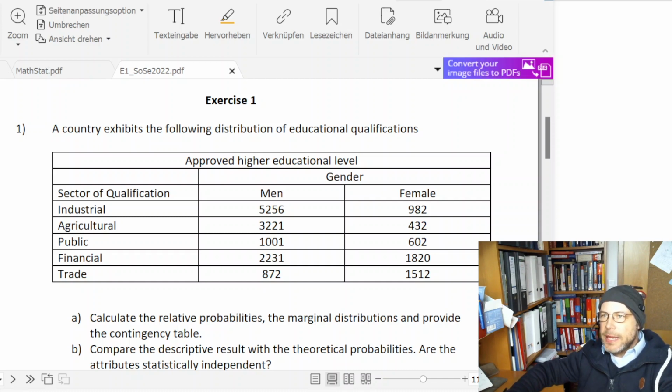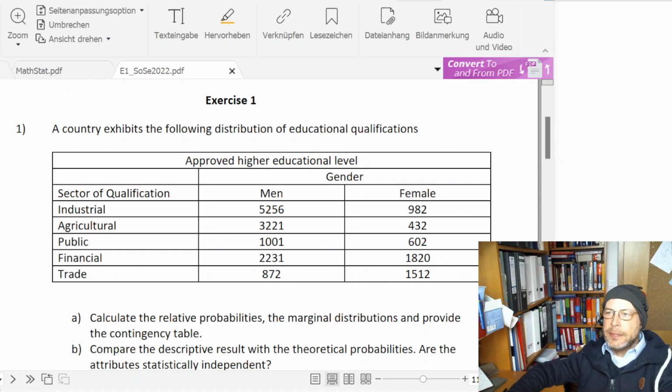And with this data we have here, 5,256 men reached a higher education level in the industrial sector, and so on, 3,221, 1,001. And here are the numbers for the women.